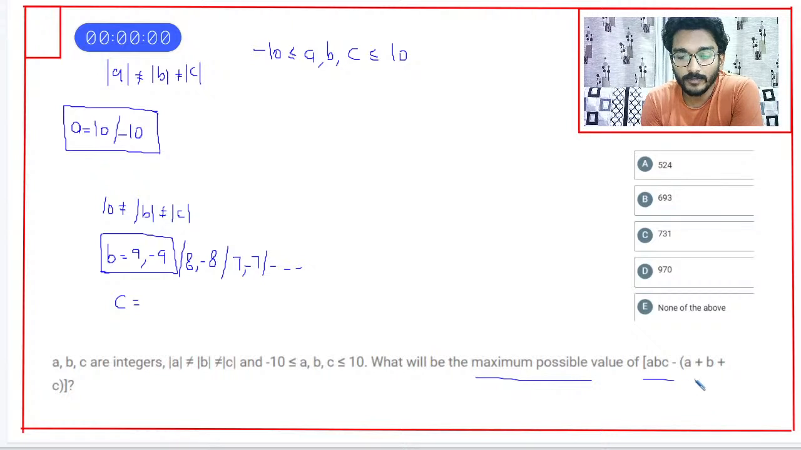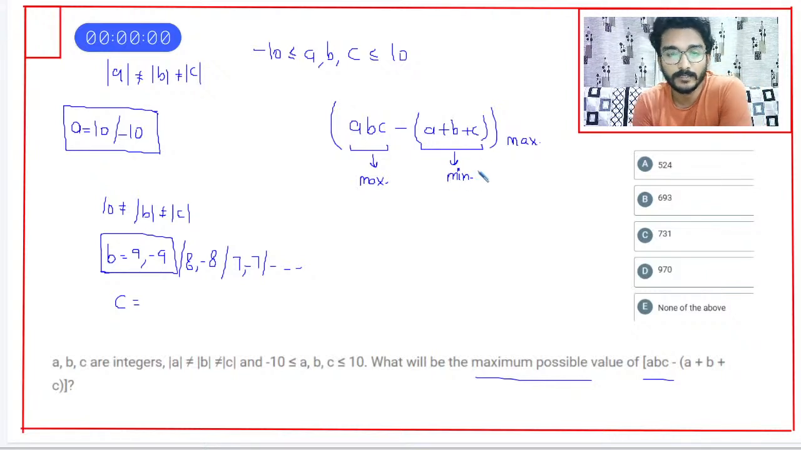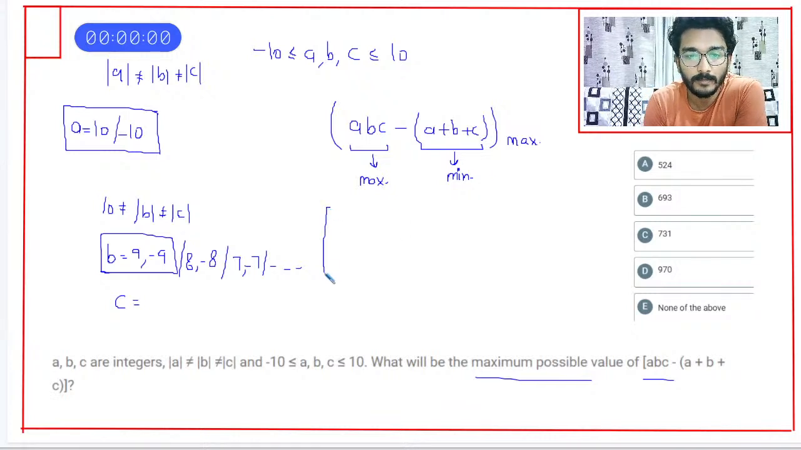Now for the maximum value of ABC minus A plus B plus C, again we have to do a hit and try approach. We have to maximize this complete thing. So this must be maximum and this must be minimum as possible because of a minus sign. So what is the maximum value that these A, B, C can achieve? The maximum they can achieve is 10 into 9 into 8.